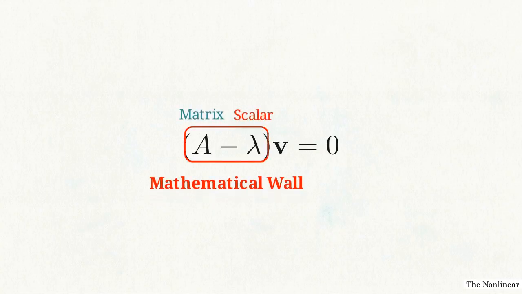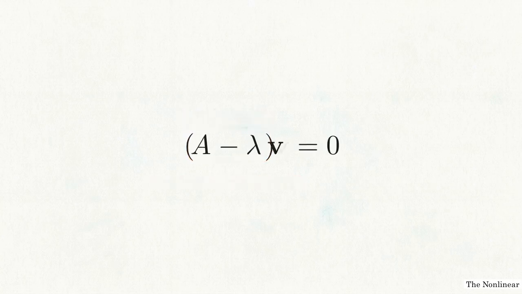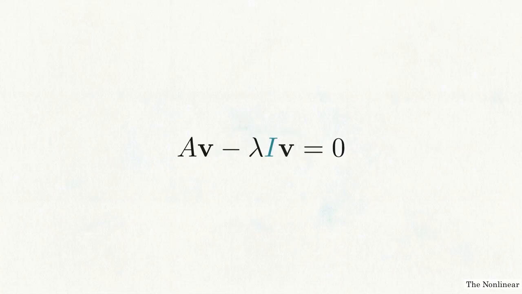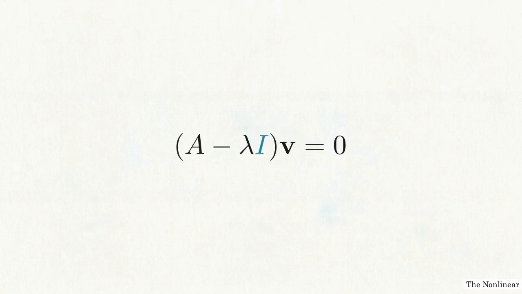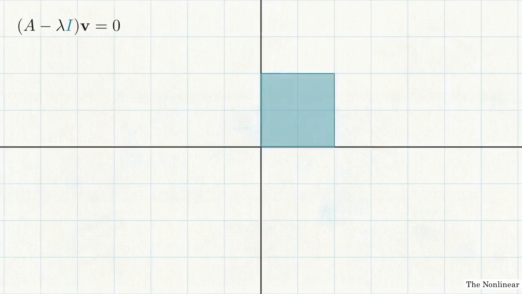Here we hit a mathematical wall. You cannot subtract a plain number, lambda, directly from a matrix, A. To fix this, we multiply lambda by the identity matrix, I. This translates the scalar into a matrix format, allowing us to factor out the vector, V.